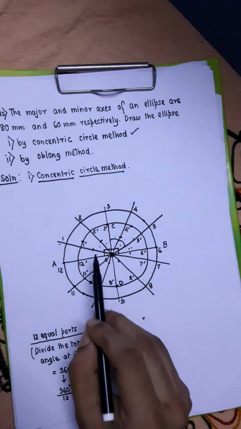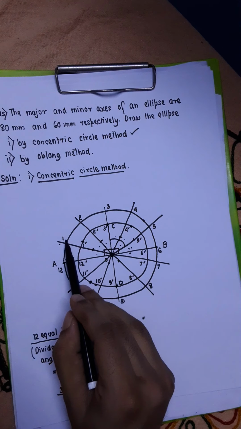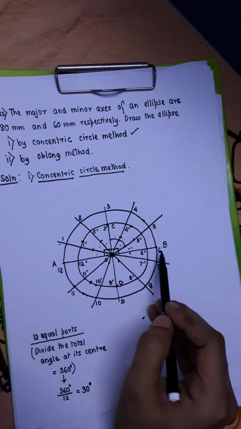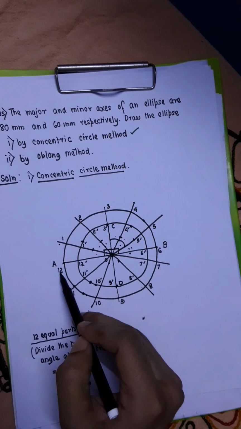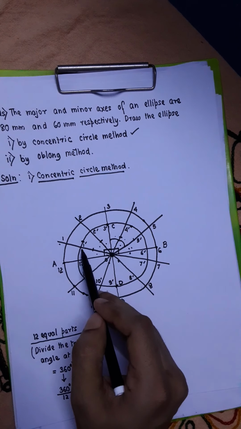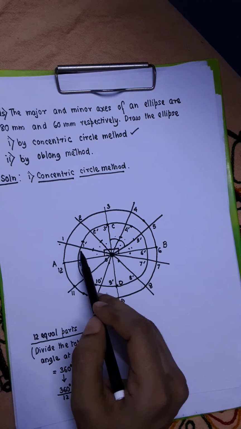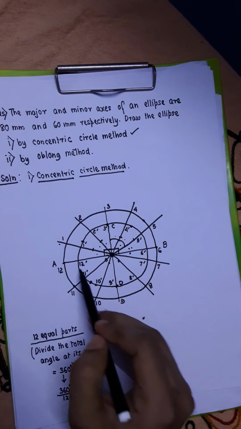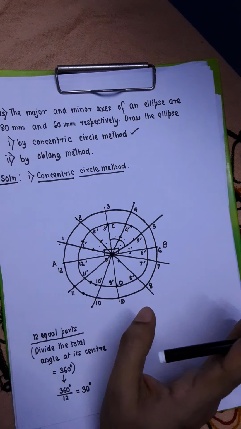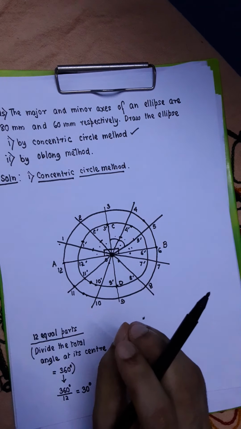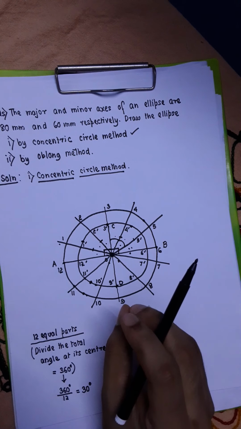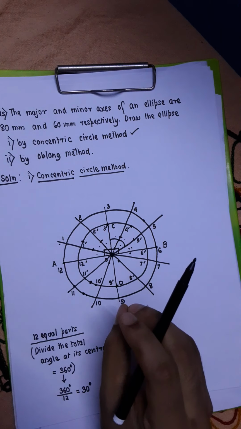And after the division was done, the division points on the major axis circle were named as 1, 2, 3, 4, 5, 6 and so on up to 12, and the division points on the minor axis circle were named as 1 dashed, 2 dashed, 3 dashed, 4 dashed, 5 dashed and so on up to 12 dashed. Now what we have to do is obtain some points by joining which we can get the desired ellipse. So how to obtain those points?